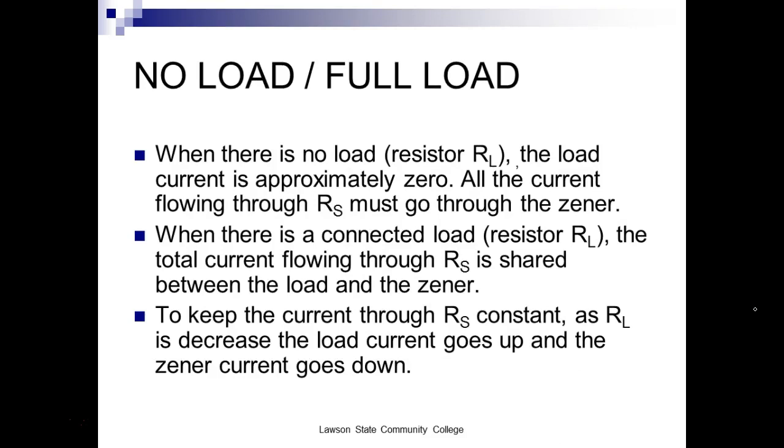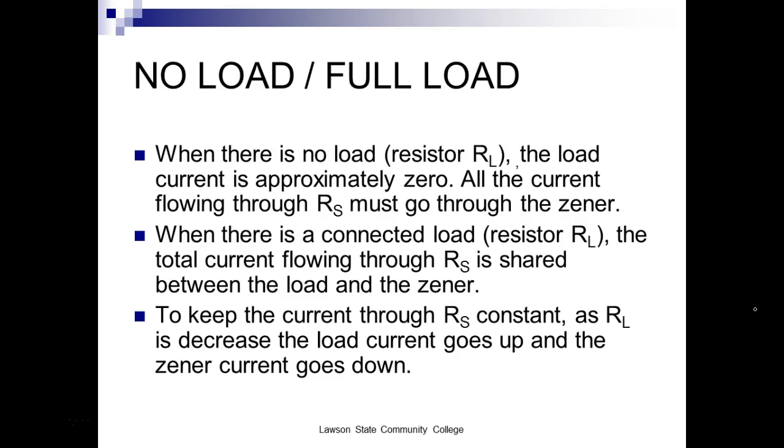No load, full load. When there's no load, we don't have a resistor out there. The load current is approximately 0. All the current flowing through RS must go through the Zener. What's so neat about the Zener is that it dynamically adjusts its internal resistance. I could sit over here and take a potentiometer or a rheostat and make it act like a Zener, but it would be almost impossible for me to do that, right? That makes sense.